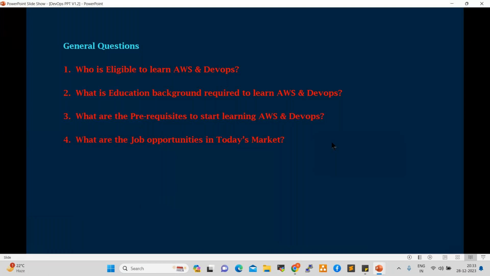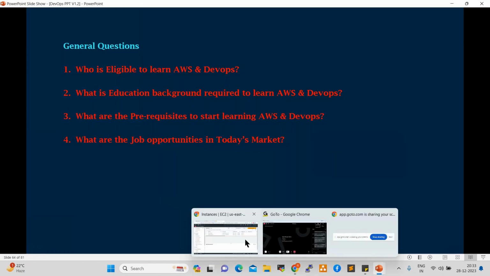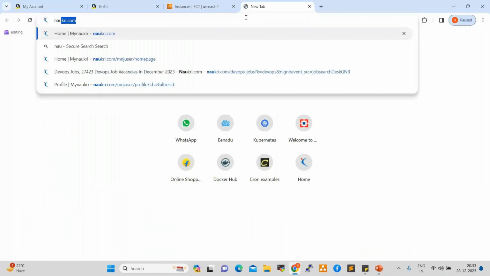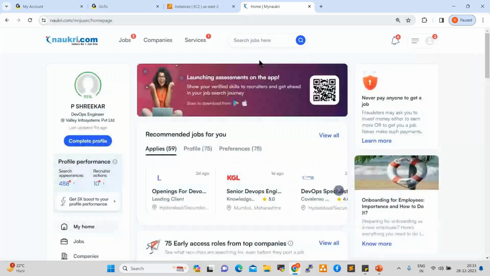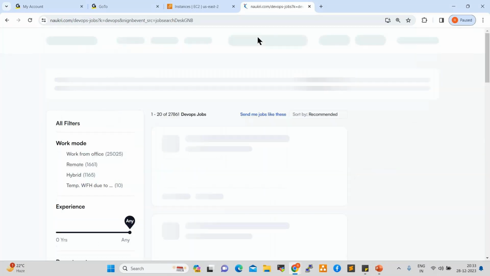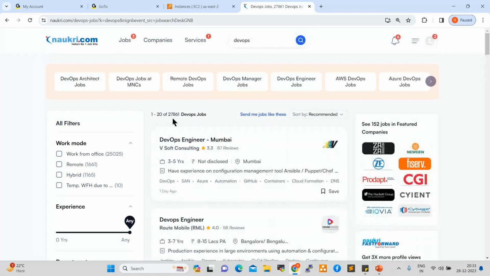And also, what are the job opportunities in today's market? Yes, let us go and check on Naukri. You can search here for DevOps. See here, currently 27,861 DevOps jobs are available. DevOps engineer, DevOps engineer, posted one day ago, like this.